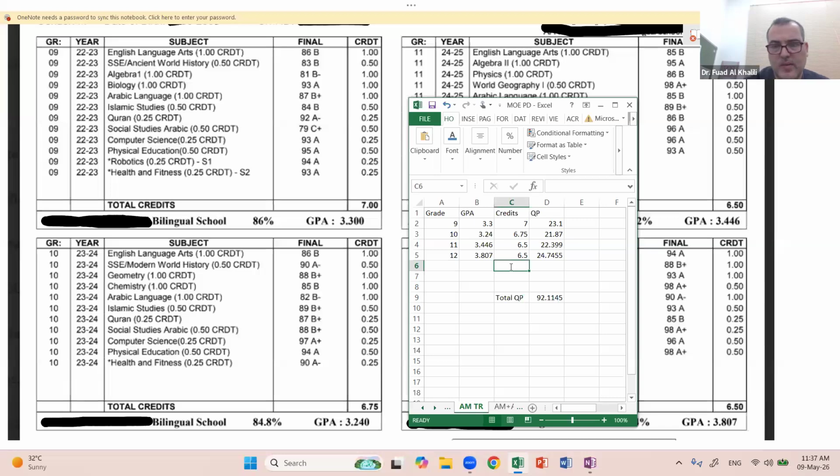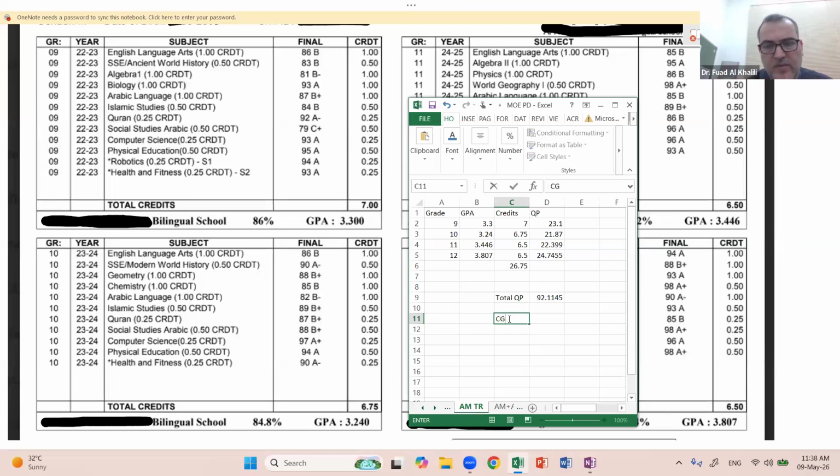Now we need the total credits. What is the total credit from 9 to 12? Every school has its own policy on total credits, but not less than 25 for sure. In our school, maybe we have 28, 24, 27, 26. Some schools have 28, but not less than 25. The sum of the credits here is 26.75, so the student got 26.75 credits from 9 to 12, which is fine. This student has met the graduation requirements for this school and for the Ministry of Education.